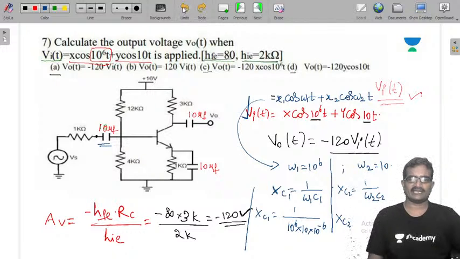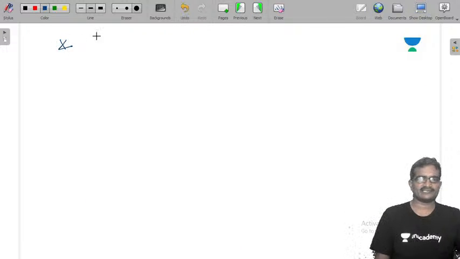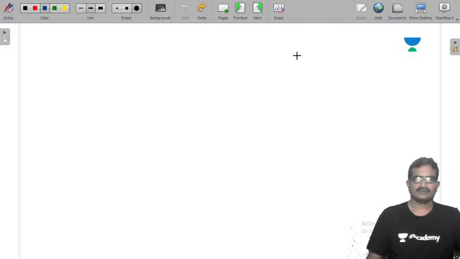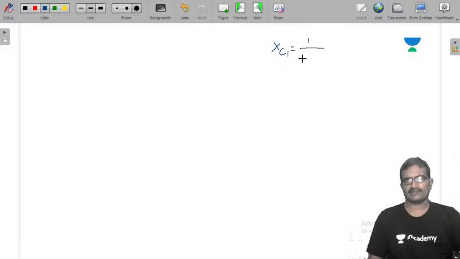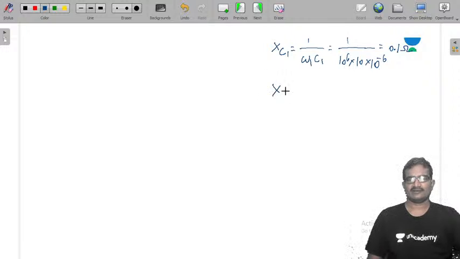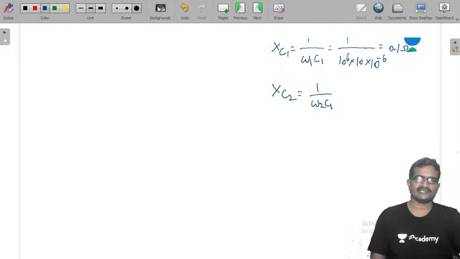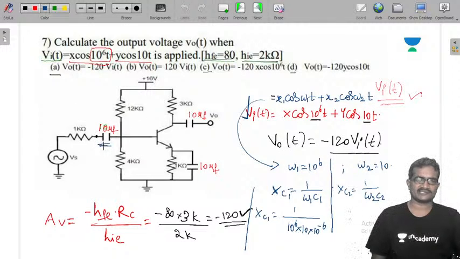So next slide I will do that. Just before we calculated Xc1, Xc1 is 1 by omega 1 C1, which is 1 by 10 power 6 into 10 microfarad, 10 power minus 6, which is 1 by 10, 0.1 ohms. That is the Xc1 reactance. Xc2 is 1 by omega 2 C1. Because we are using the same capacitor, but the frequency is different. This is the input capacitance, and I am taking it as C1.